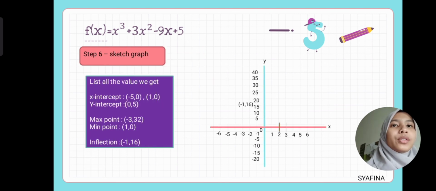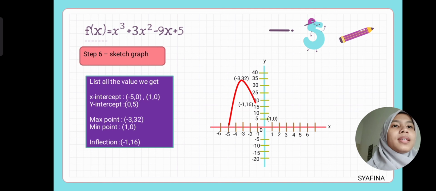Now we go to the last step, which is sketch the graph. First, we need to list all the values we get, which are the x-intercepts, y-intercept, maximum point, minimum point, and inflection point.